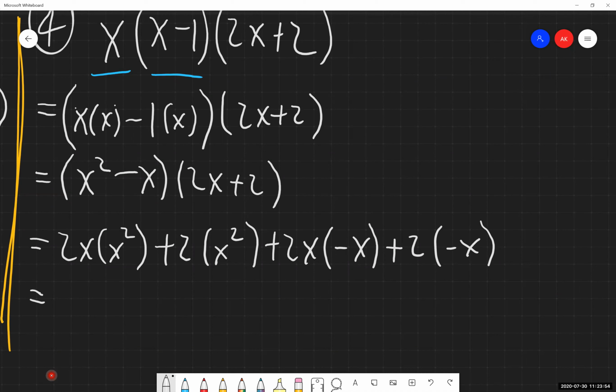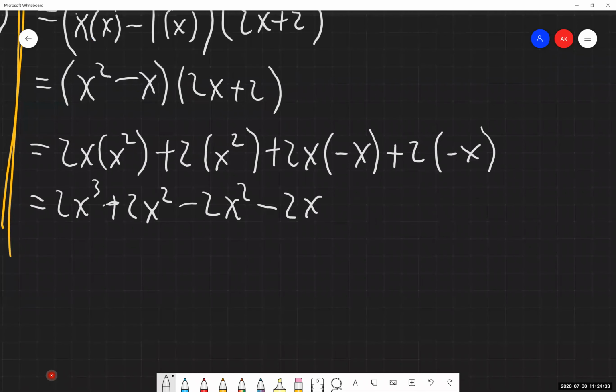And now I'm going to actually multiply everything together. So I have 2x times x squared. It's going to give me 2x cubed plus 2 times x squared. So that's going to be plus 2x squared plus 2x times negative x. So positive times a negative is a negative. I'm going to have a 2 and x squared. And at the very end, I have plus 2 times negative x. Positive times a negative is a negative. I get 2x for my answer there.